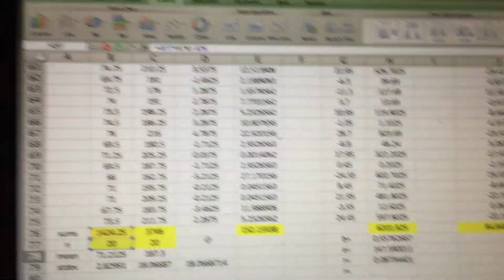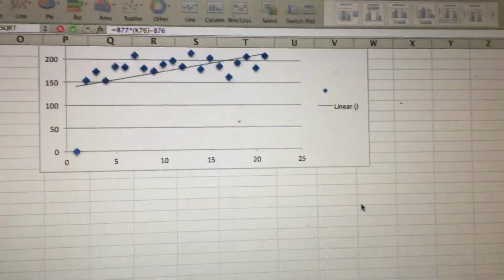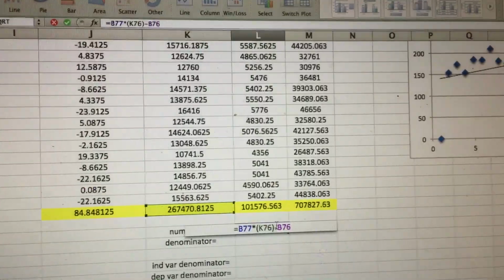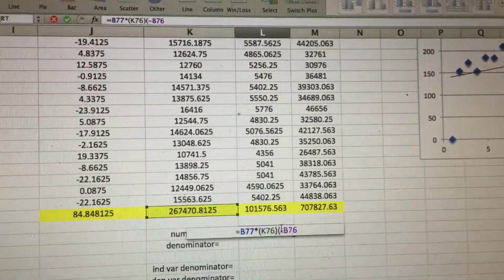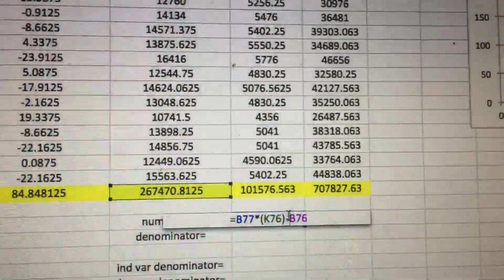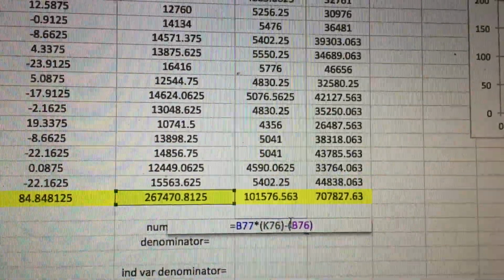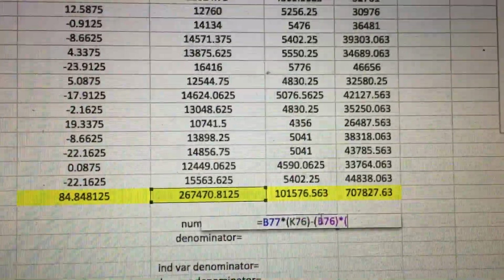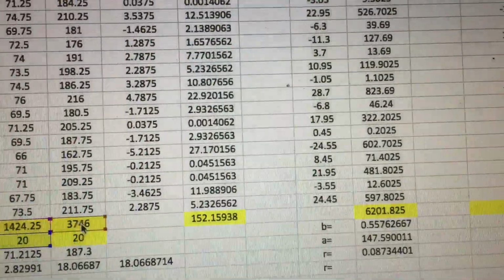It is B76. I want to make sure I have the right number. Okay. Yeah, let me put that in brackets. Not that one. So after the minus. Okay, put that in a bracket. And then I'm going to say times that with the sum of the weight, which is my dependent variable.